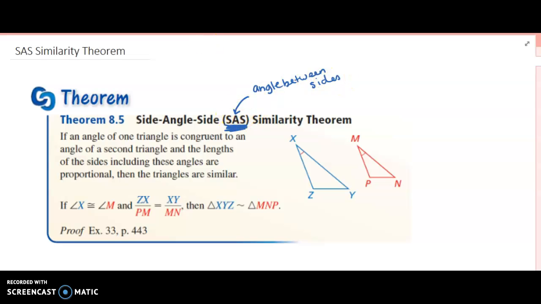But the two sides are not going to be congruent. They have to have the same proportion. And I probably just misspelled that, but that's okay. They have to have the same proportion. So if two sides of one triangle have the same proportion as two sides of the other triangle, and the included angle of those sides on both triangles are equal, then the triangles are similar.